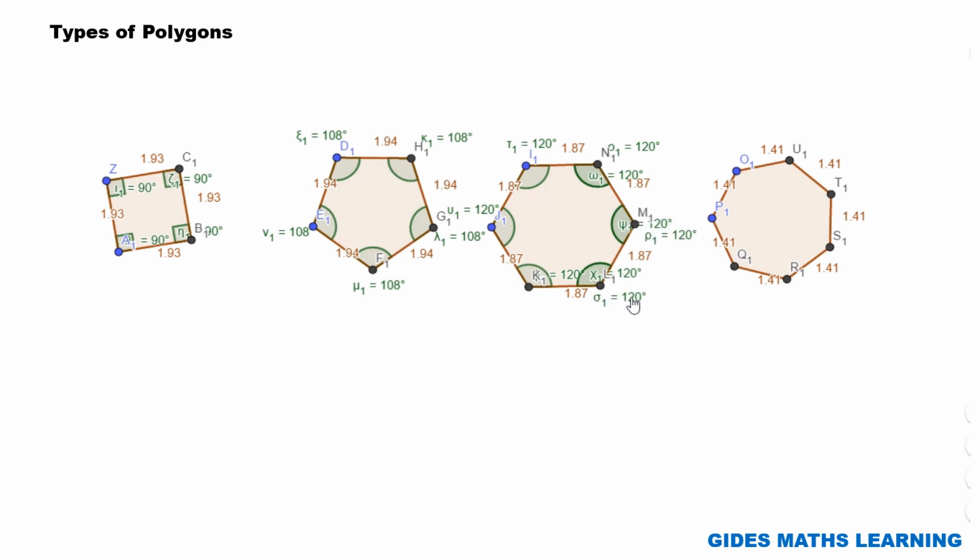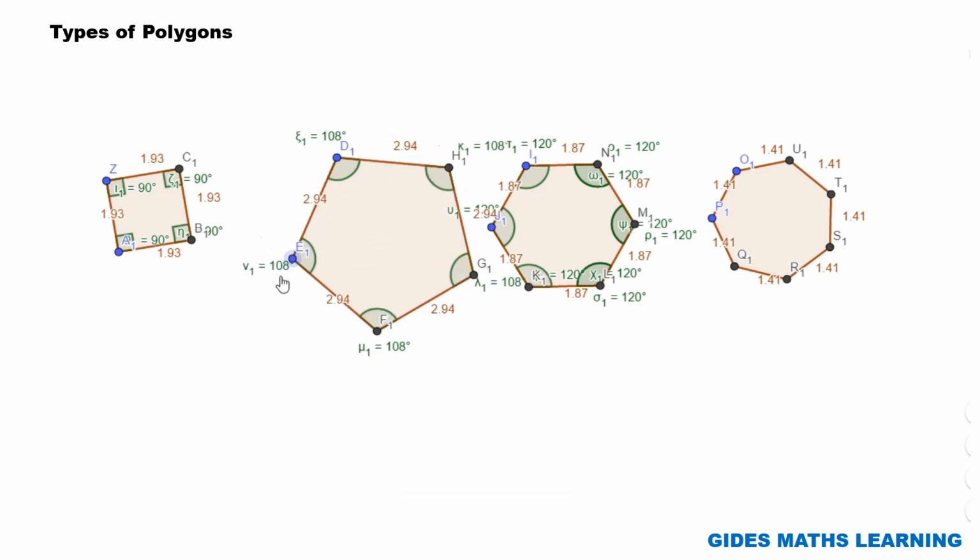So this suggests that for a regular polygon, all the sides are the same in length, and all the interior angles too are the same in size. Let's try by looking at the length. If you change the length, do the interior angles change?